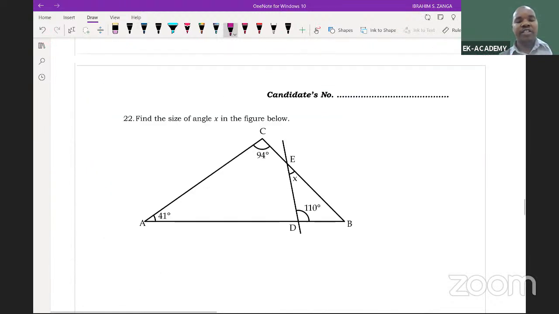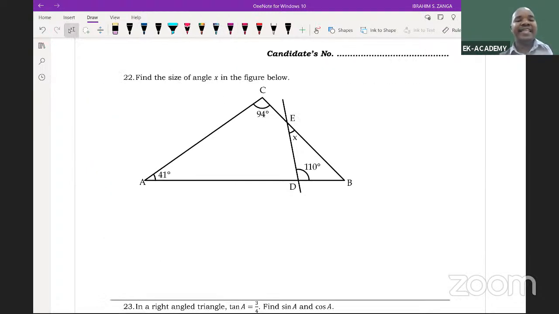We proceed with question number 22. Find the size of angle X in the figure below. We are looking for X. Okay, good. Over here, we know that we have a straight line here. So the other angle here is going to be 180 minus 110, you get 70. So this angle here is going to be 70 degrees. And the other angle here is going to be 180 minus X.